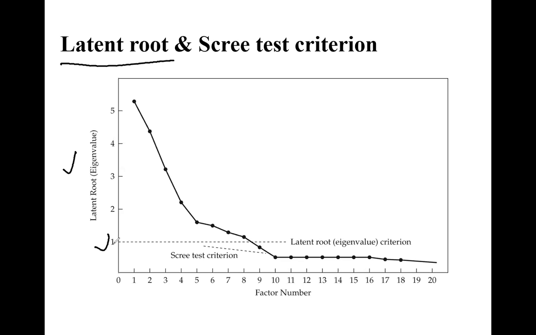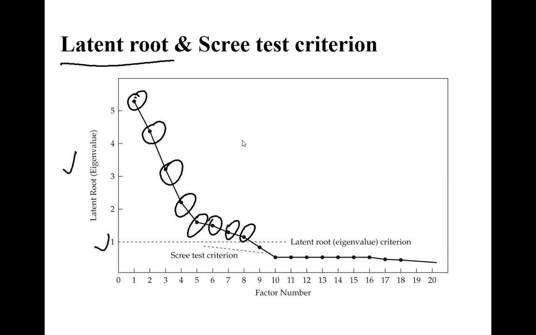Eigenvalue greater than 1 is treated as a factor, a good factor. Like how many factors we should decide. So the minimum cutoff value of eigenvalue is 1. So 1, 2, 3, 4, 5, 6, 7, 8. So we should retain 8 factors in our study.